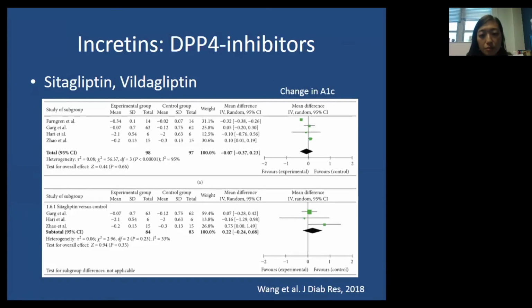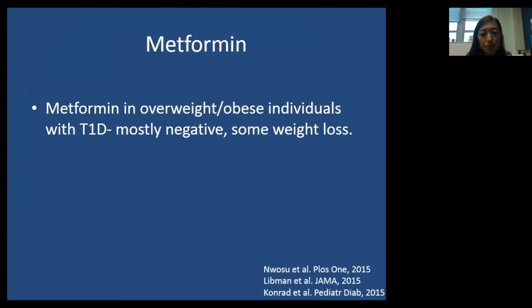And similar in terms of their effect, they really don't have a huge effect, but might favor decrease in A1C for those using that. And let's see, this is sitagliptin. So it looks like it's somewhat differing results using these agents. So again, not currently FDA approved for type 1 diabetes use.